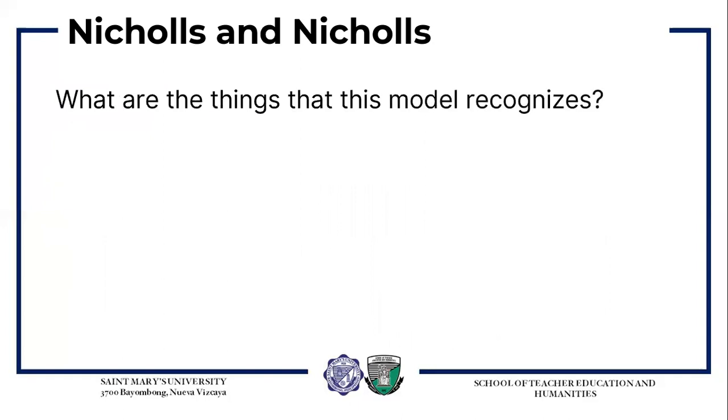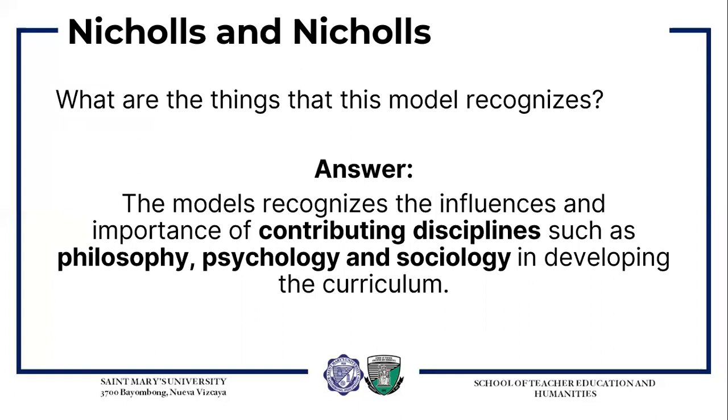The next question is, what are the things that this model recognizes? The model also recognizes the influences and importance of contributing disciplines such as philosophy, psychology, and sociology. If we look at these three, philosophy, psychology, and sociology, these are similar to the philosophical foundations, psychological foundations, and sociological foundations of curriculum development. And the importance of these three disciplines in developing the curriculum is also recognized in the model of Ralph Tyler.